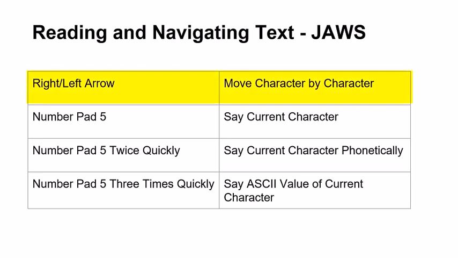So again, right and left arrow are moving character by character. Number pad 5 will say the current character. Number pad 5 twice quickly will say the current character phonetically, like Bravo, Charlie, Delta, Gamma, whatever those might be. I'm not completely versed on them. But if you press that number pad 5 3 times quickly, JAWS will say the ASCII value of the character. I've not had a need for that, but that doesn't mean that need does not exist somewhere.